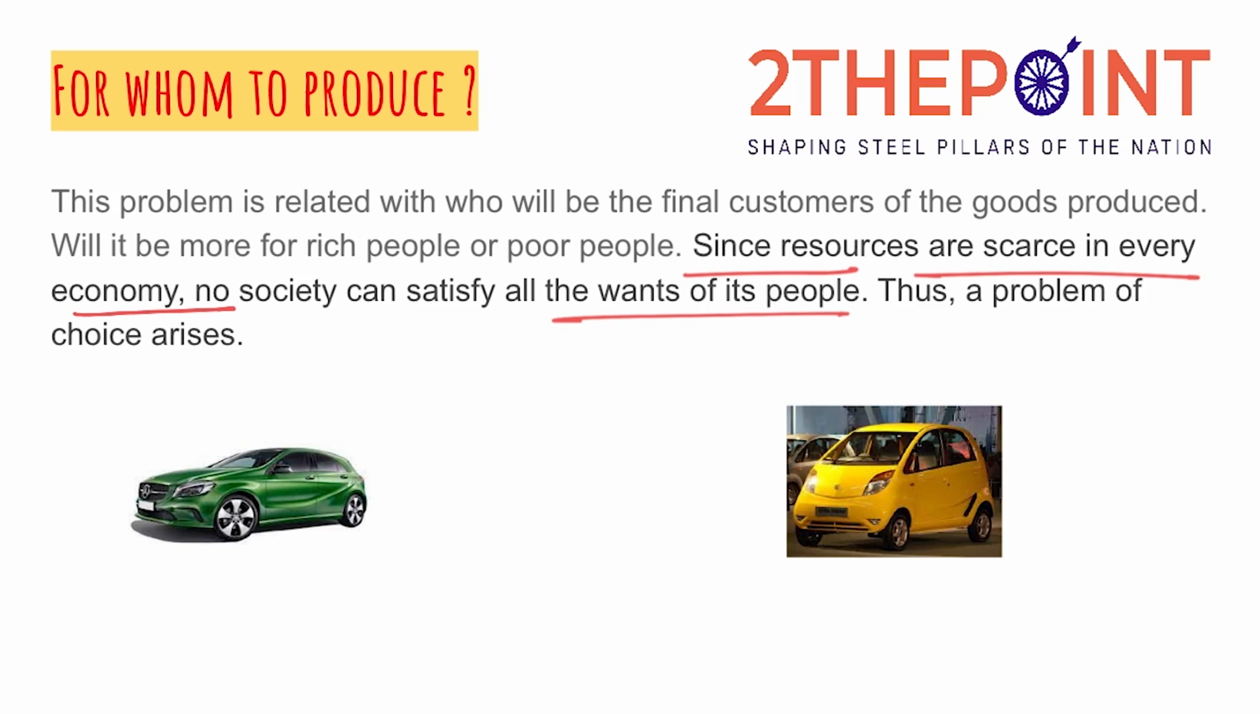So summing up briefly the three problems of an economy: what to produce, that is the capital goods or the consumer goods; how do we produce it, either by using the labor intensive technique or the capital intensive technique; and finally, what would be the final audience for the products that are produced in the economy.